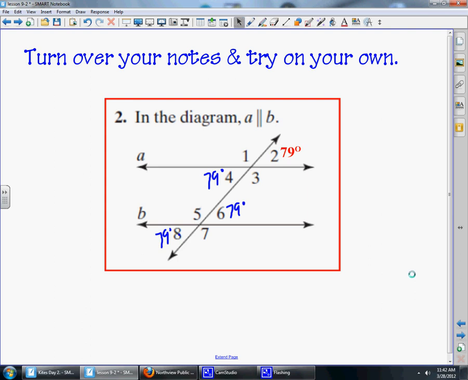So how are we going to find the rest of the angles? We take 180 and we subtract 79 because I know angle 1 and angle 2 are supplementary angles. And we get 101. So now I look at 1 and 3 are vertical angles. So angle 3 is 101 degrees. Angle 3 and angle 5 are alternate interior angles, so angle 5 would be 101 degrees, and angle 5 and angle 7 are vertical angles, so angle 7 would be 101 degrees.